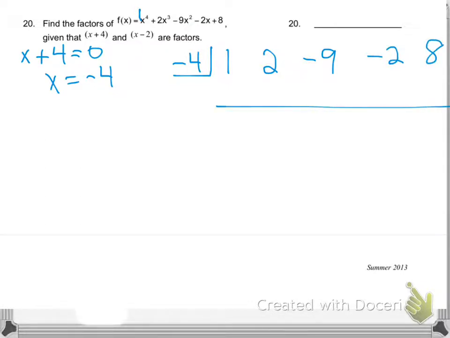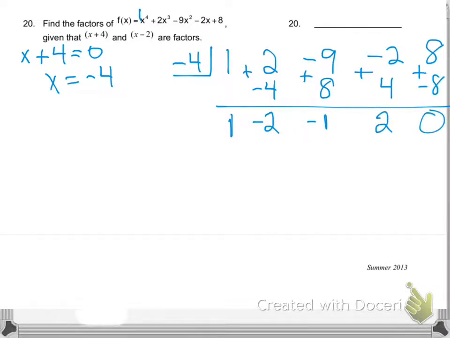Synthetic division says you bring the first number down. Any number on the bottom you multiply. So -4 times 1 is -4, and then you add. And then you repeat. -4 times -2 is +8. You add, and I'm left with -1. -4 times -1 is 4. You add, and I'm left with 2. -4 times 2 is -8. You add, and I get 0.